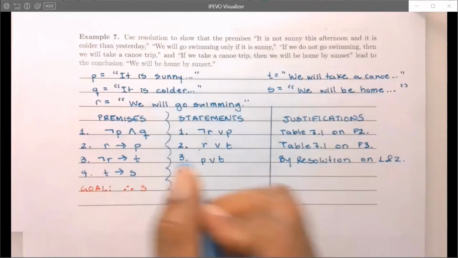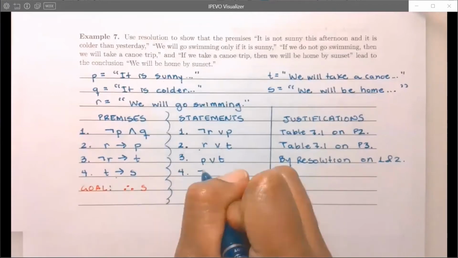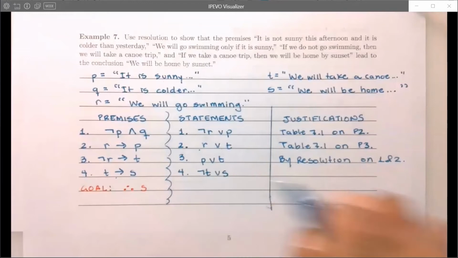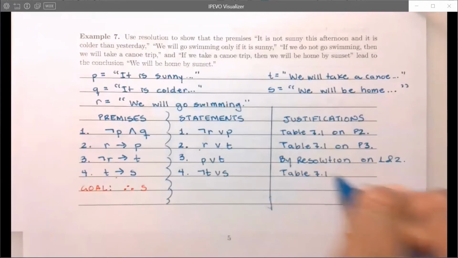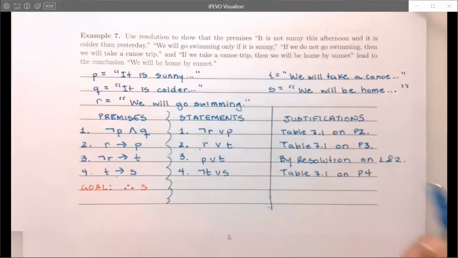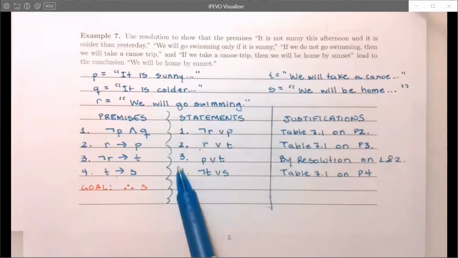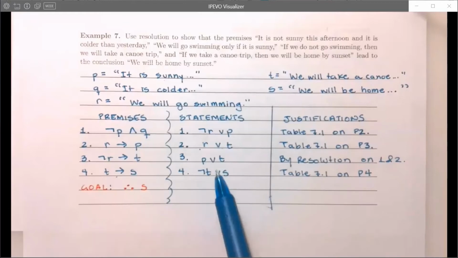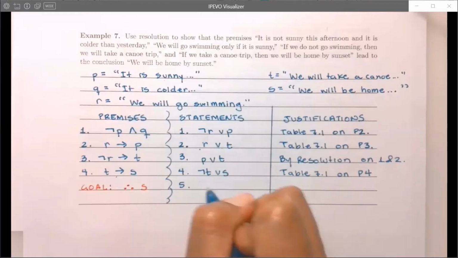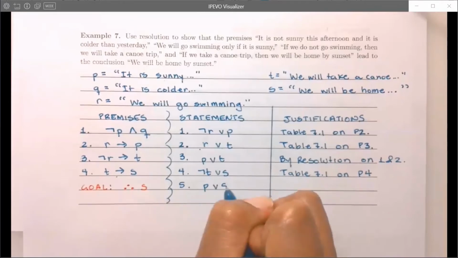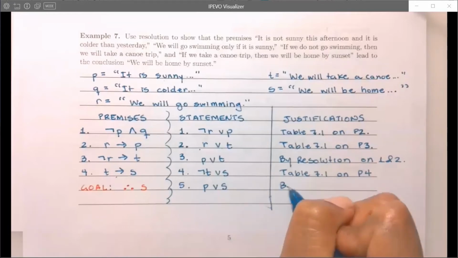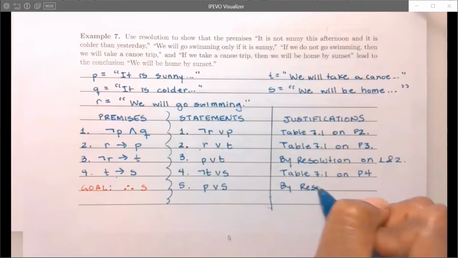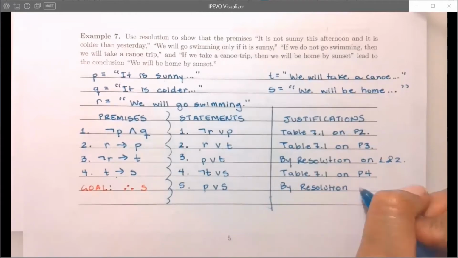Okay, but in this case, I'm going to take premise number 4, change it to negation T or S, and this is by table 7.1 on premise 4. And now if we take 3 and 4 together, 3 has T, 4 has negation T. Both of them are disjunctions, so we're allowed to conclude P or S. This is by resolution on 3 and 4.